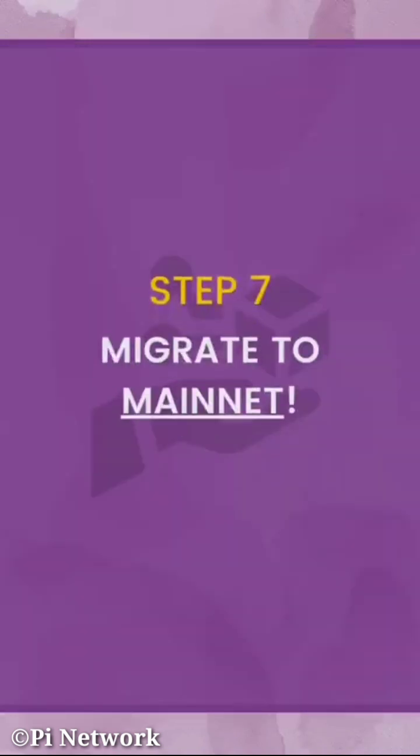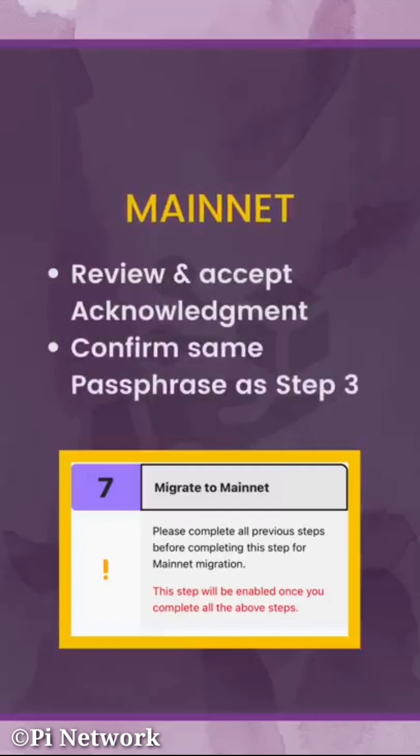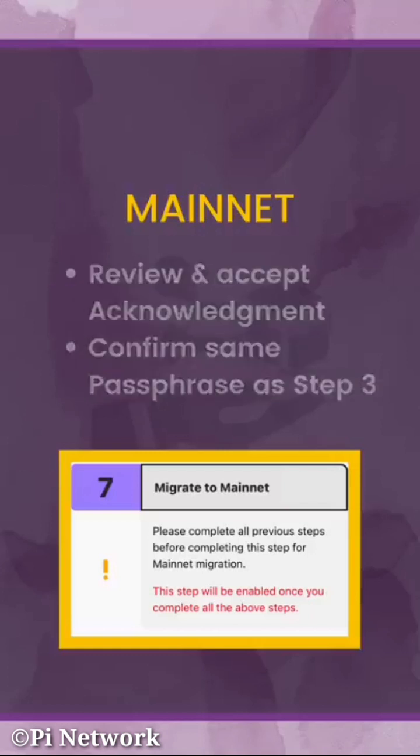Step 7. Migrate to mainnet. After completing all the previous checklist steps, this step enables you to queue your Pi transferable balance for mainnet migration. Step 7 includes executing an acknowledgement document with your wallet passphrase. Note that this passphrase has to be the same one that you confirmed in step 3. If for some reason you are not able to access your current passphrase or otherwise wish to change your wallet, you can repeat steps 2 and 3 and then confirm the same wallet passphrase in step 7.